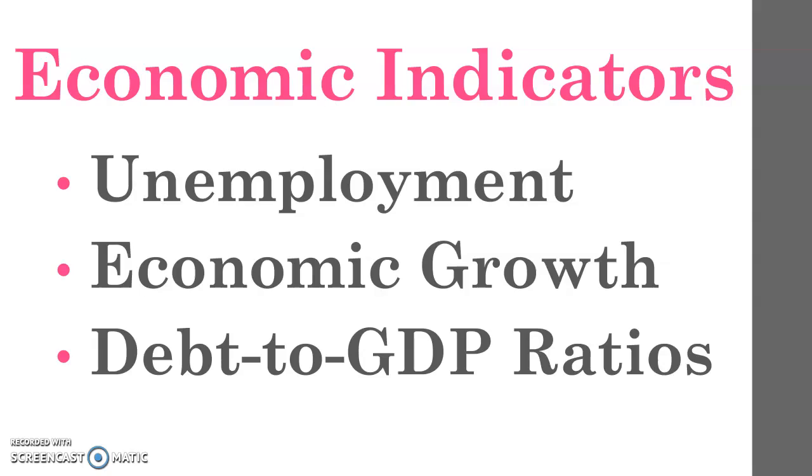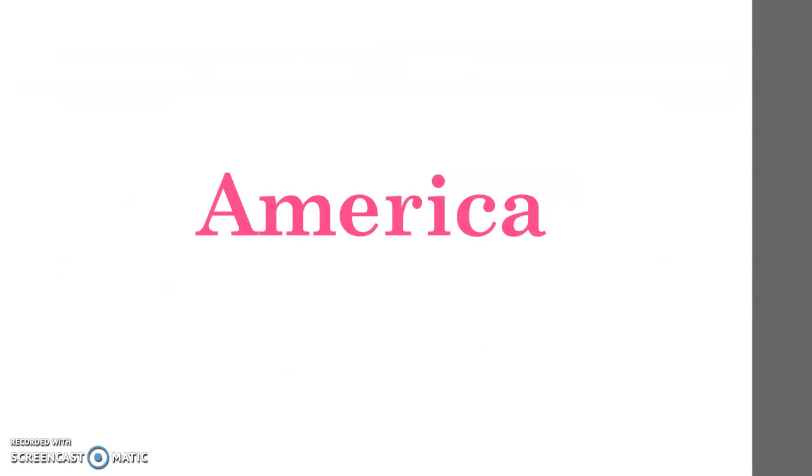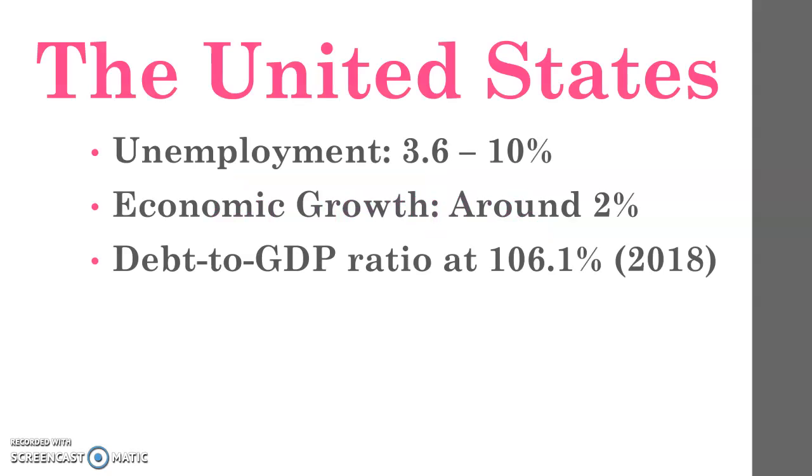So if we look at America, we see that the United States' unemployment rate since the Great Recession ended 10 years ago was between 3.6 and 10%. Economic growth in terms of GDP per year has been around 2%. And debt to GDP ratio as of last year is at 106.1%, which is the highest that we've ever had in peacetime. Only in wartime have we seen higher debt to GDP ratios.